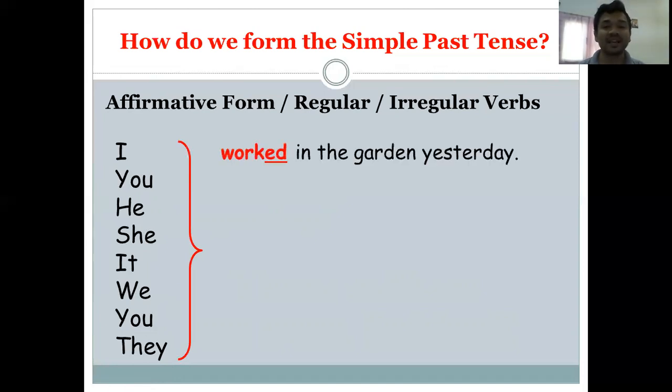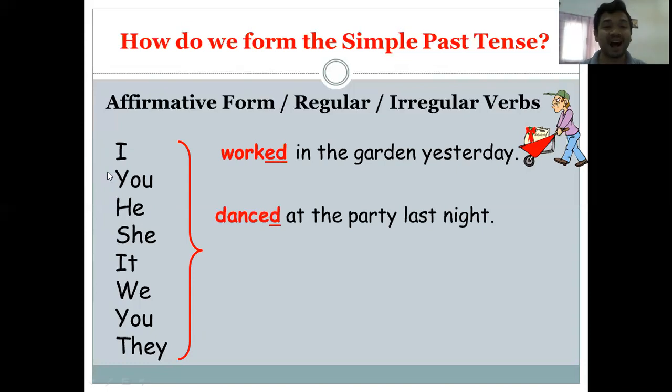So I worked in the garden yesterday. You worked in the garden yesterday. He worked in the garden yesterday. She worked in the garden yesterday. Now, as you can see here, the verb here is worked. Now, it ends with ed. So therefore, this is a regular verb.